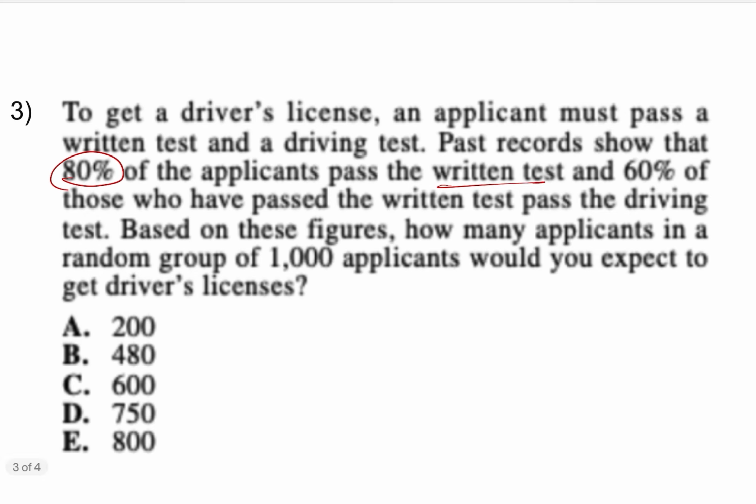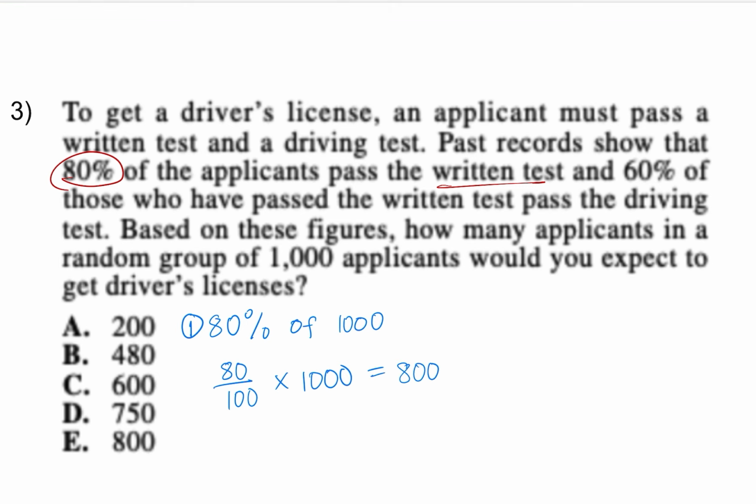First, we are going to take 80% of 1,000. So that's our first step. We're going to write 80% as a fraction. So that would be 80 over 100 times 1,000. This is going to be equal to 800. You can put this in a calculator, 80 divided by 100 times 1,000, and you should get 800. So that means 80% of 1,000 is 800.